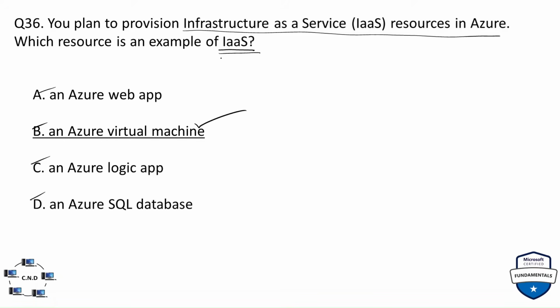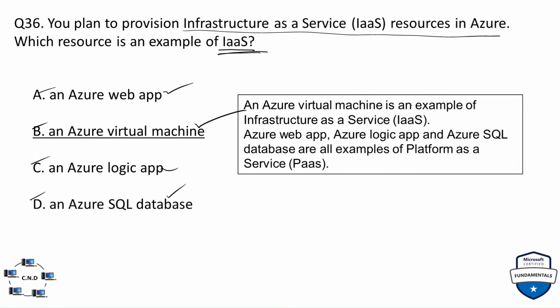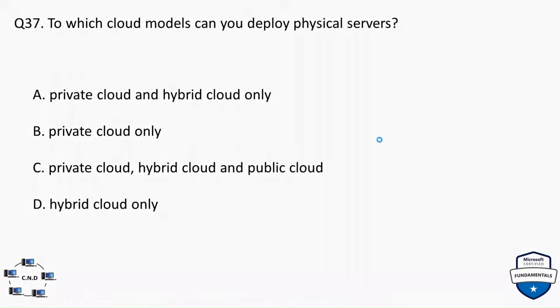So the Azure virtual machine is the example of infrastructure as a service. The web app, Logic App, and the SQL database, these all are examples of platform as a service or PaaS. An Azure virtual machine is an example of infrastructure as a service, while Azure web app, Azure Logic App, and Azure SQL Database are all examples of platform as a service or PaaS.